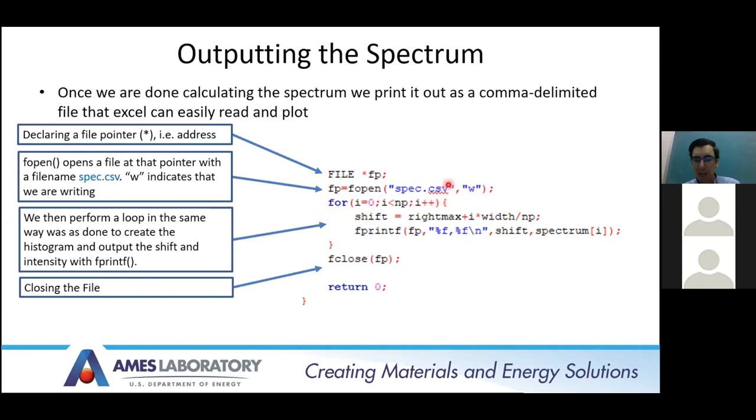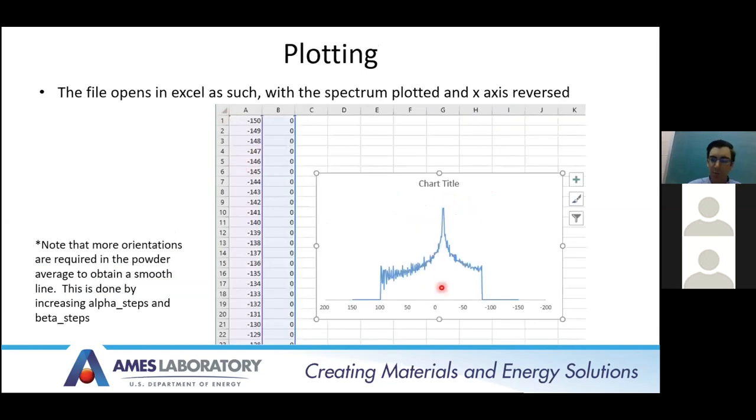And then we do the same loop that we did earlier when figuring out where on the spectrum a particular orientation would contribute, except that here we just loop over the data points, calculate the shift, and then use the fprintf function to print this string here to the file, so %f, %f, and new line. All this will do is print out the value of the shift and the intensity of the spectrum separated by a comma. And so this is essentially just a comma delimited file so Excel can read it natively. And at the end, you just close the file and terminate the program. And so if you run this program, you'll generate this file spec.csv. And if you open it in Excel, you can plot it and you can see the spectrum that this little program calculates.